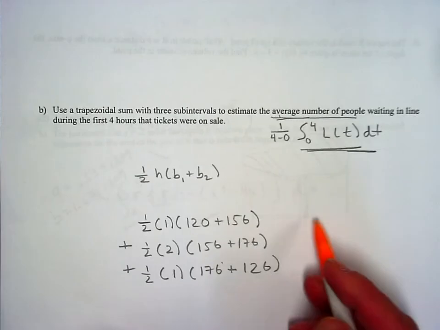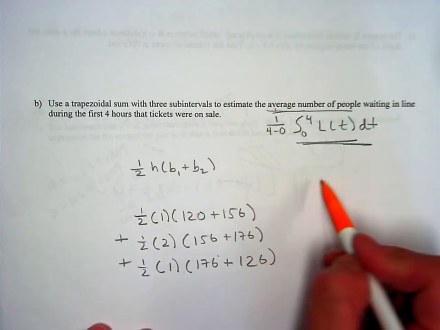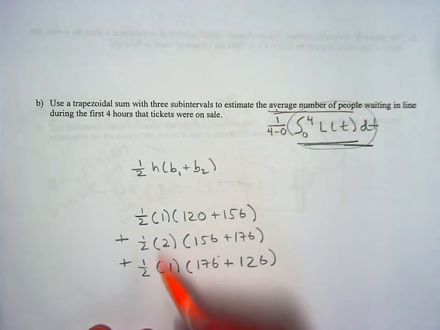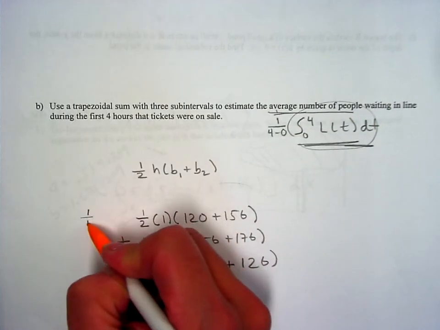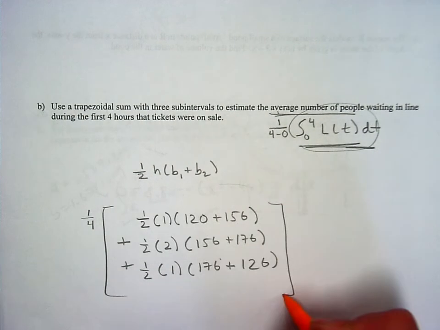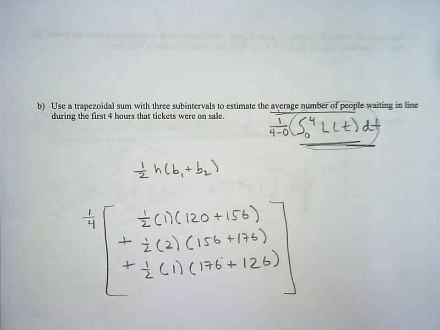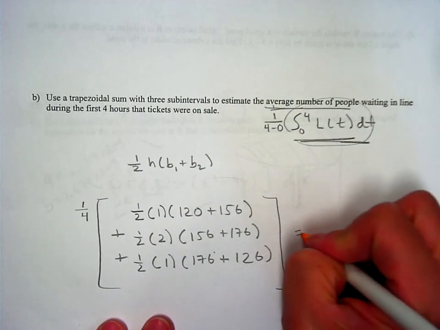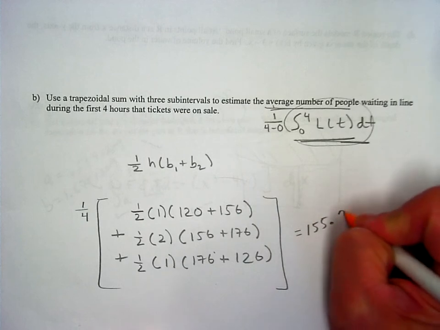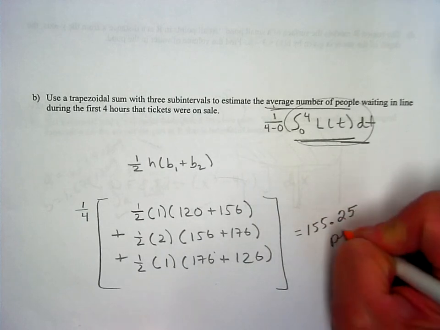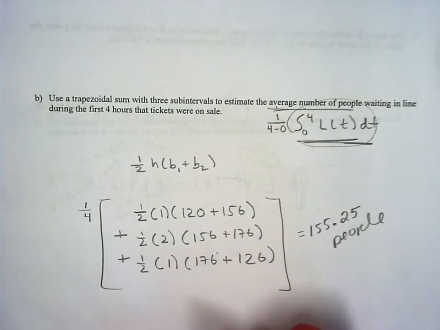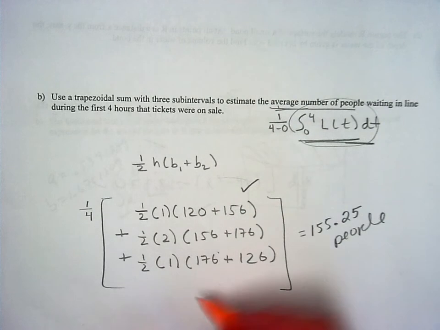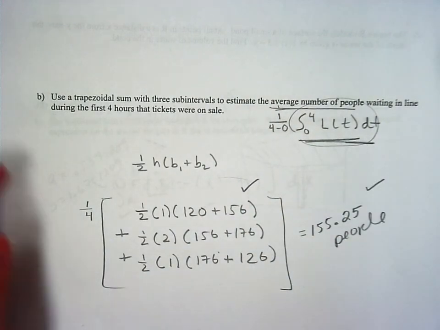So this gives me the approximation for this integral, but I want the average of this, so don't forget to put that 1/4 in front of everything. So this is your trapezoidal approximation. If you punch this out on your calculator, you'll get 155.25. Units should be people. It's a 2-point question, 1 point for showing this, and then 1 point for the actual value with the correct units on it.